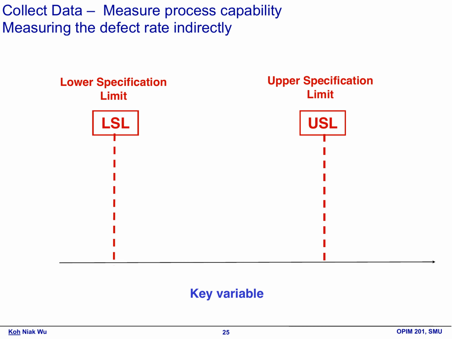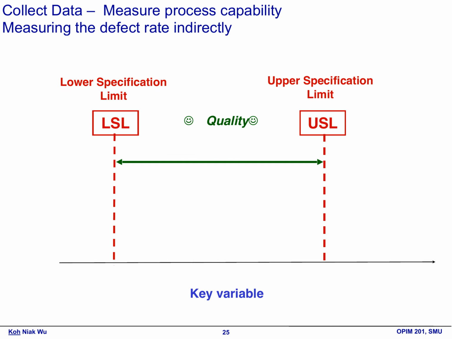In measuring quality, we focus on two key limits: the lower specification limit, LSL, and the upper specification limit, USL. These limits define the acceptable range of a product's characteristics. The LSL is the minimum acceptable value. Anything below this limit is considered a defect. On the other hand, the USL is the maximum acceptable value. Values above this limit are also defects.